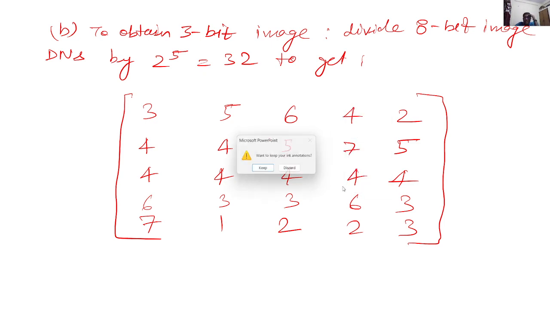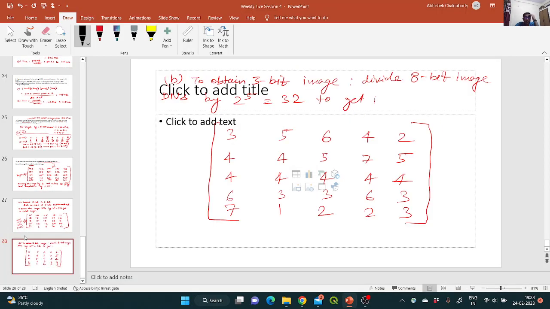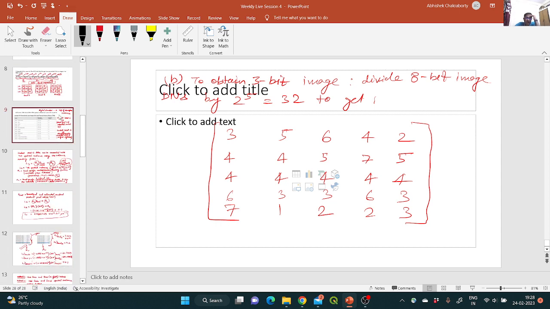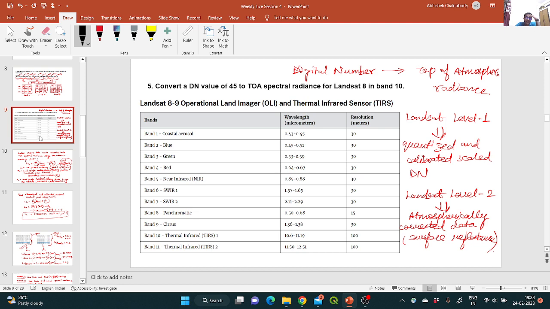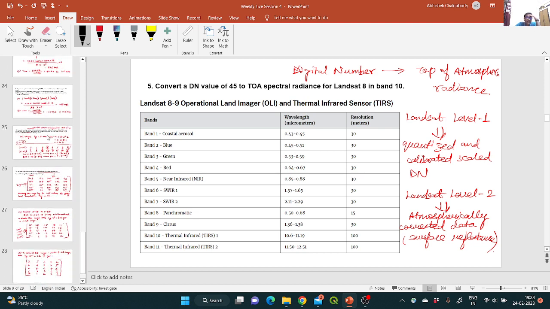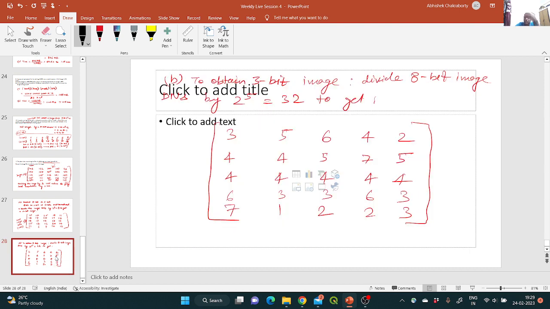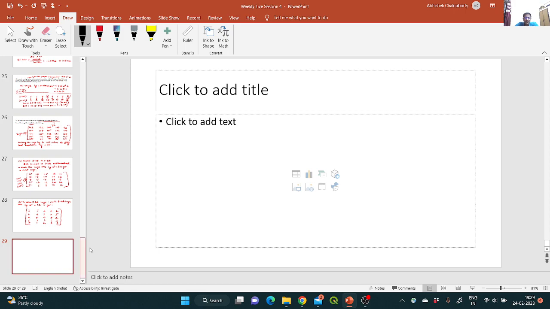Before ending the class, I would like to discuss two more concepts. The first concept is the signal to noise ratio, and I would like to relate it with this example of Landsat 8 bands again, using signal to noise ratio. And the final one would be about zooming or shrinking of the images, which you use frequently, but many people don't know the science or the mathematics behind it. So these would be the final two discussions for today's weekly live session.